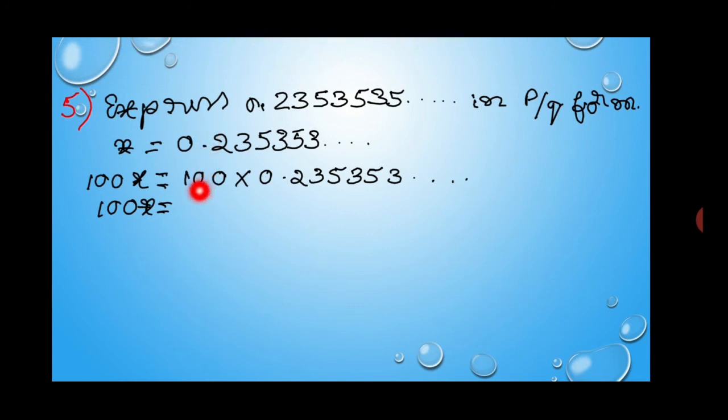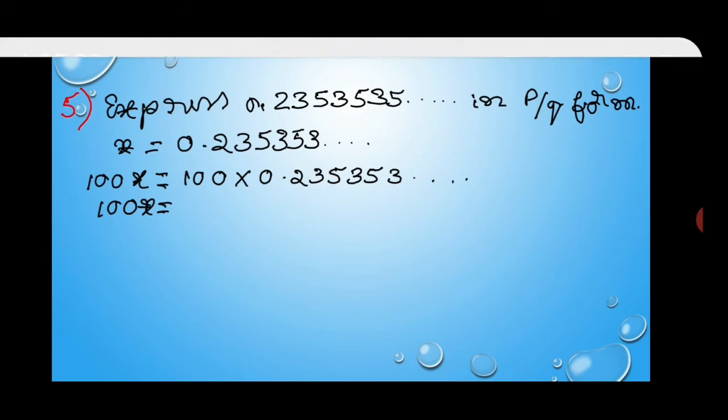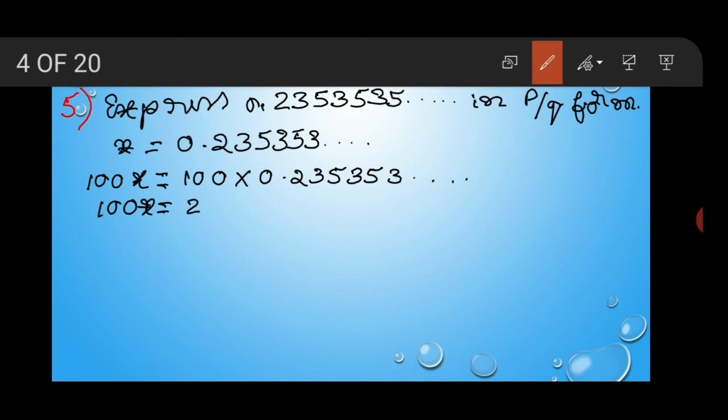Now what happens? The decimal point will move to the right side of the two digits, so it comes here. Therefore it becomes 23 point, I will write now, 23.535353 on and on. It's enough. Now here what are the repeating digits? These two are the repeating digits. 5 3 is the repeating digits.